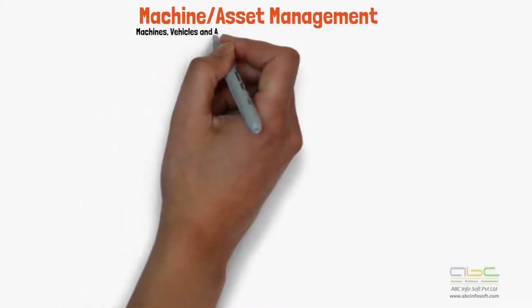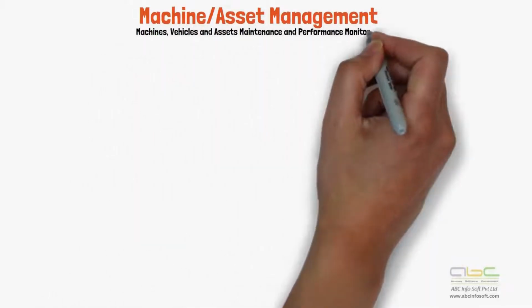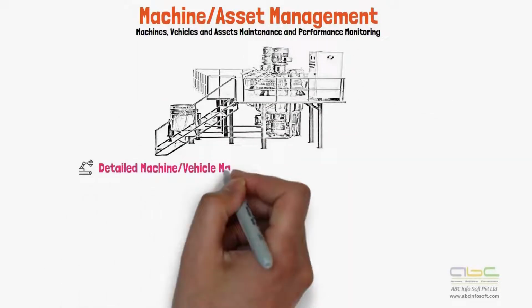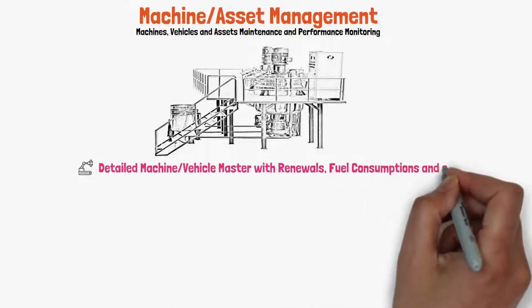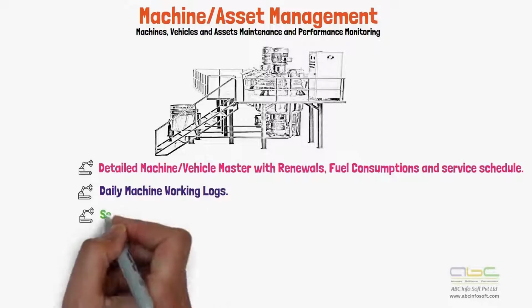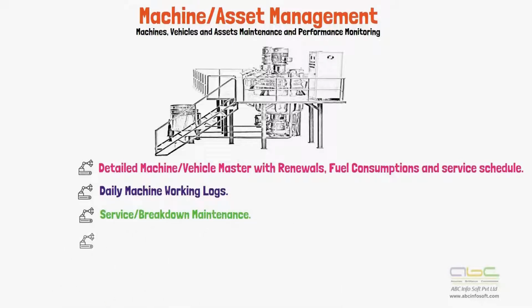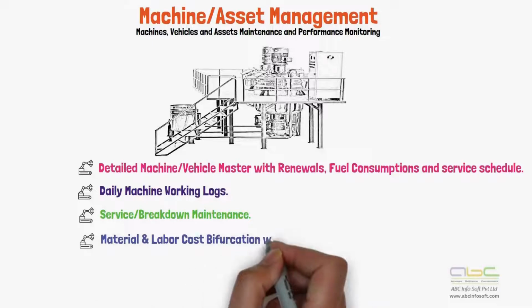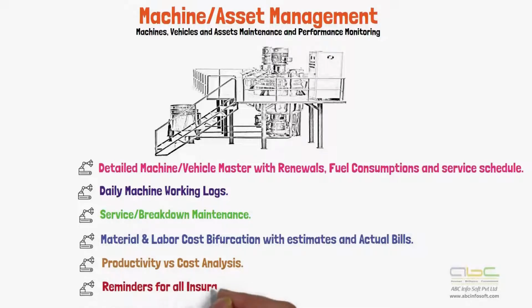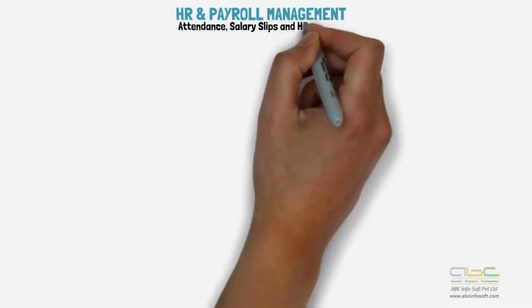Machines, vehicles and assets maintenance and performance monitoring. Highlights. Detailed machine, vehicle master with renewals, fuel consumptions and service schedule. Daily machine working logs. Service, breakdown maintenance. Material and labor cost bifurcation with estimates and actual bills. Productivity versus cost analysis. Reminders for all insurance, permits renewals. HR and payroll management. Attendance, salary slips and HR reports.